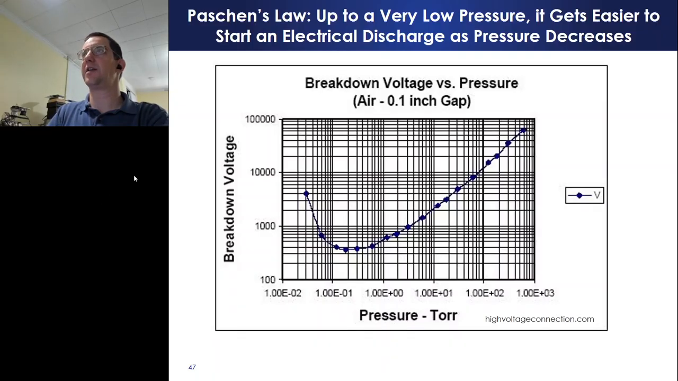Paschen's law states that up to a very low pressure, it gets easier to start an electrical discharge as pressure decreases. See if you can estimate the pressure within the vacuum chamber for a given voltage.